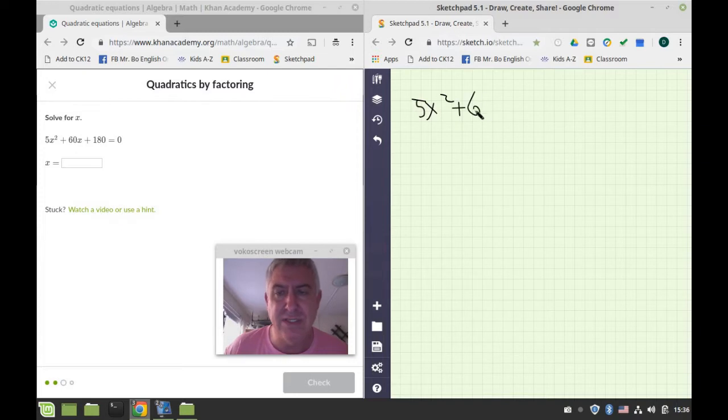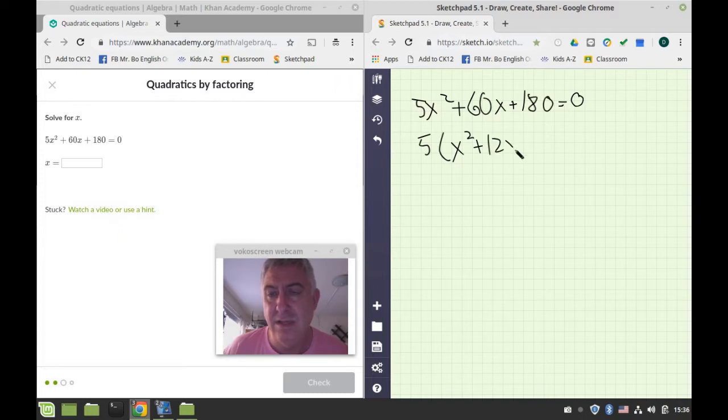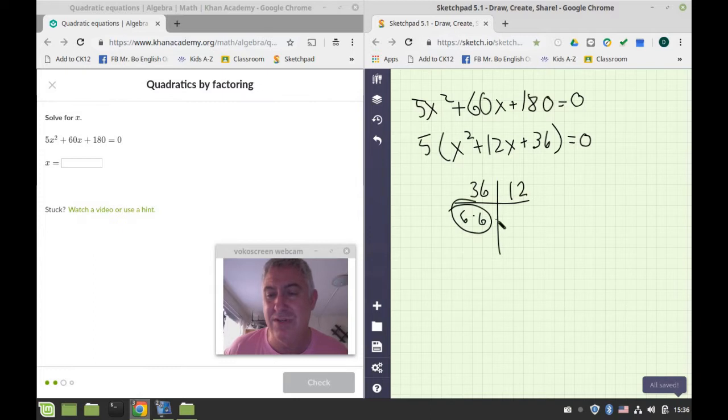5x squared plus 60x plus 180 equals 0. I'm going to identify, I can pull out a 5 here. I got greatest common factor. Plus, what is that, 36? 36, yes, that's right. So I have the factors of 36 that add to 12, and right away I'm going to say 6 times 6, and 6 plus 6 is 12. So there we go. So I have 5 times x plus 6 squared, x plus 6 times x plus 6 is equal to 0.